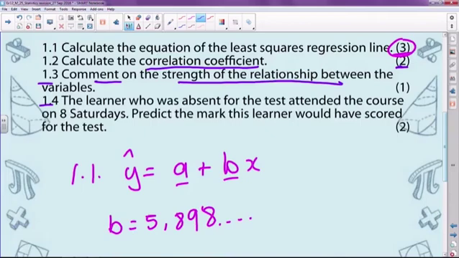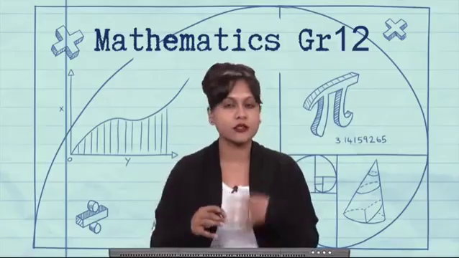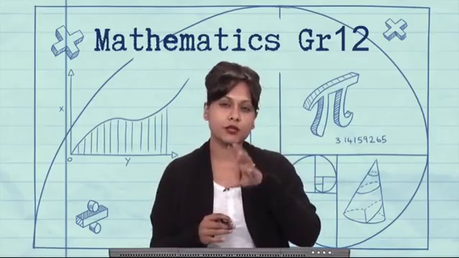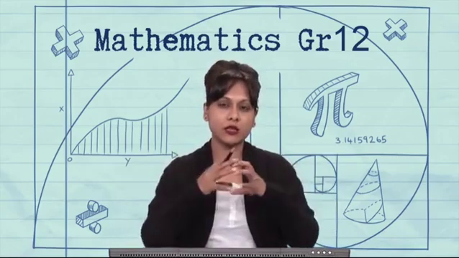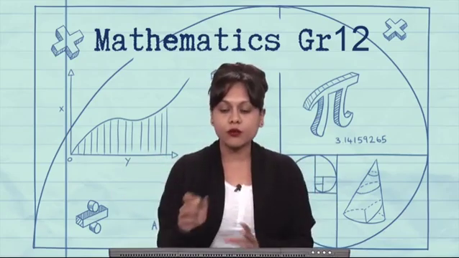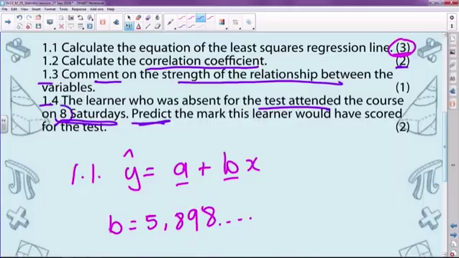All right, let's have a look at the next one. Here we've got that the learner who was absent for the test attended the course on 8 Saturdays. Predict the mark that this learner would have scored for the test. And this is where working out the equation of the least squares regression line is so important, because it can help you to make predictions about values that are not given in your data points. We know that this learner attended for 8 Saturdays. We don't know what his mark is. We haven't been given information about that.